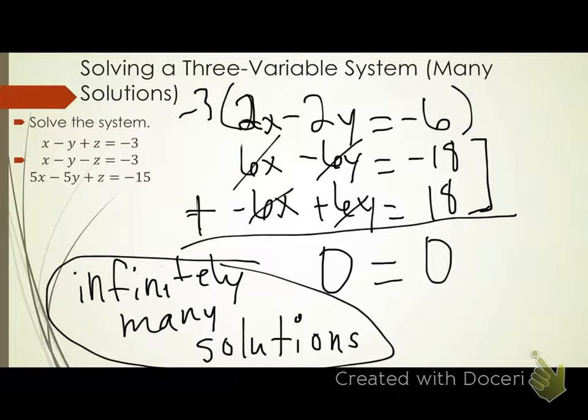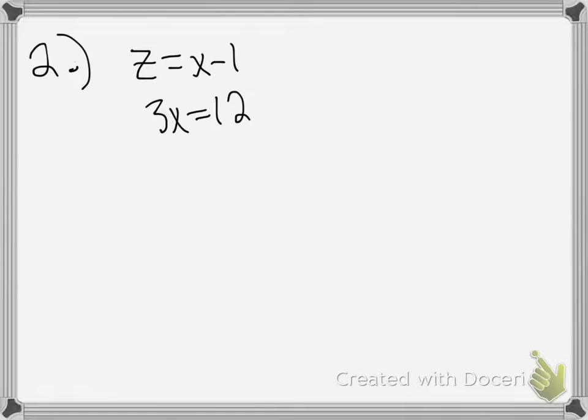We do have a worksheet. I'm going to do 2 problems from the worksheet. So you need to make sure you pay attention, and you probably write this down. You do need to have this work shown on your worksheet, even though I'm doing it for you. So this is number 2 on the worksheet. Z equals x minus 1. 3x equals 12. 6x minus 3y minus 4z equals 3.